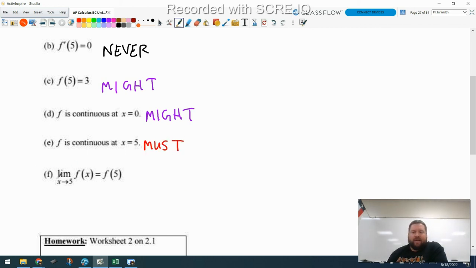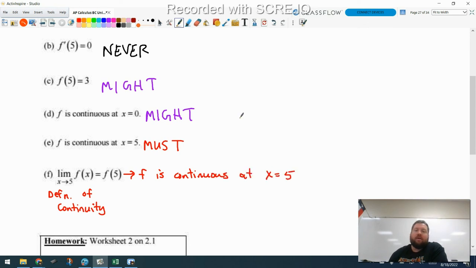All right, last thing, you have to recognize this. This is something we went over in our lesson. The limit as x approaches 5 of f of x equals f of 5. This is the definition of continuity. If this is true, this is the same thing as saying f is continuous at x equals 5. So this is actually the exact same as part E. f is continuous at x equals 5, which means this must be true.